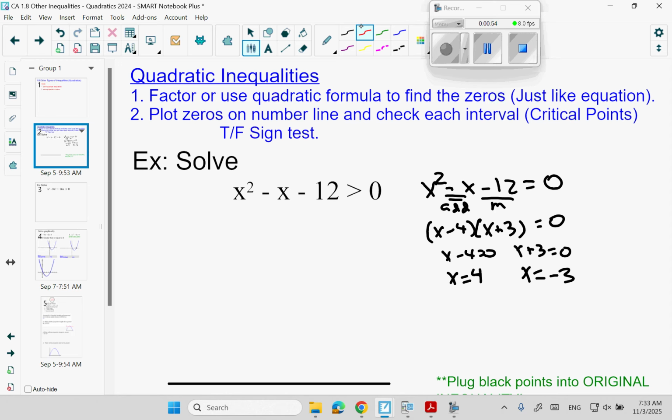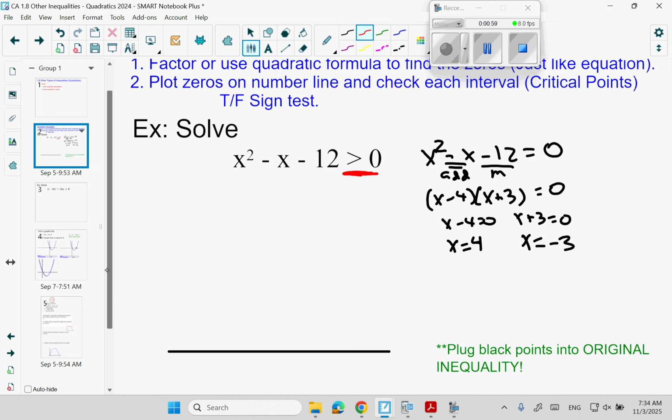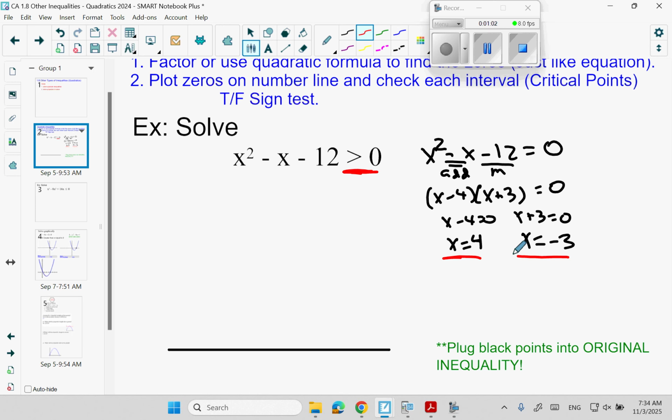However, or equal to 0, sorry. However, I'm actually looking for when these values are greater than 0. So what I can do is plot both of these on the number line. And conceptually, if I were to keep going on the number line, this would go all the way to negative infinity. This would go all the way to positive infinity. Well, we can see this actually divides my number line into 3 segments: negative infinity to negative 3, negative 3 to 4, and 4 to infinity. So what I need to do is pick values in those segments.